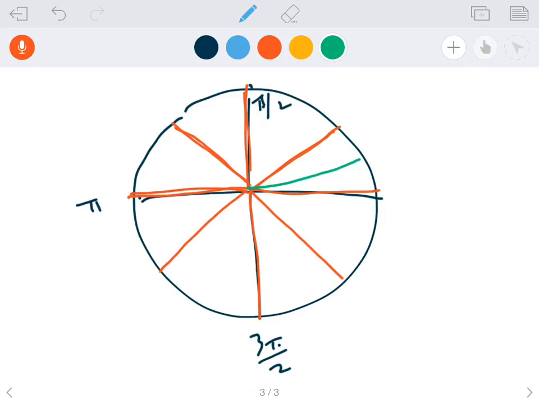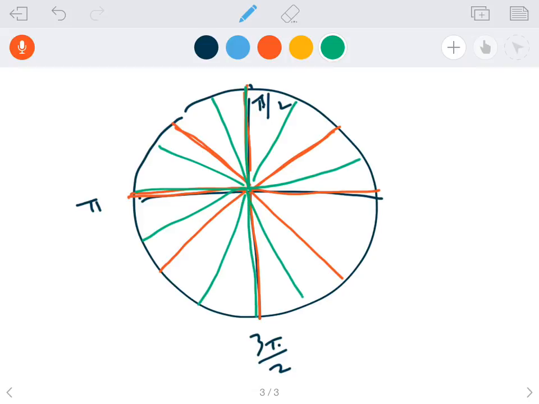There's 1 pi over 6, 2 pi over 6, 3 pi over 6, 4 pi over 6, 5 pi over 6, 6 pi over 6, 7 pi over 6, 8 pi over 6, 9 pi over 6, 10 pi over 6, 11 pi over 6, and just to check, come back around to 12 pi over 6. Alright, that takes care of all of your angles.